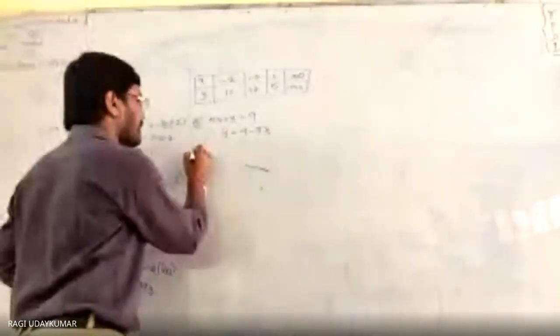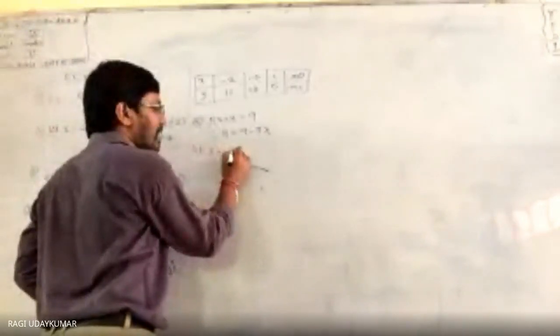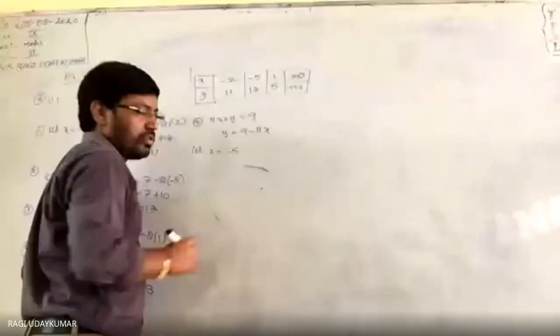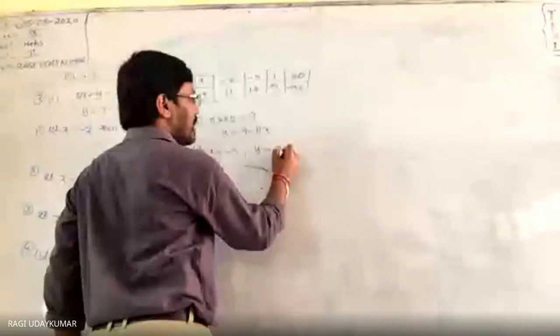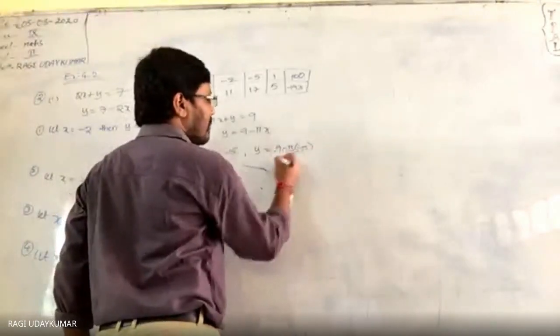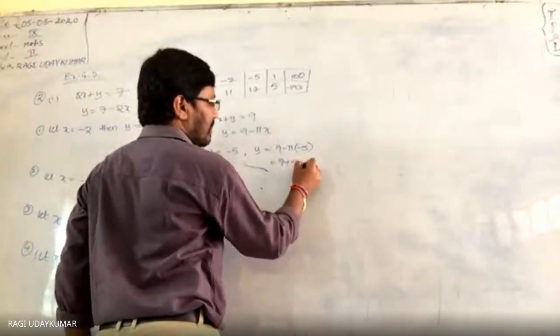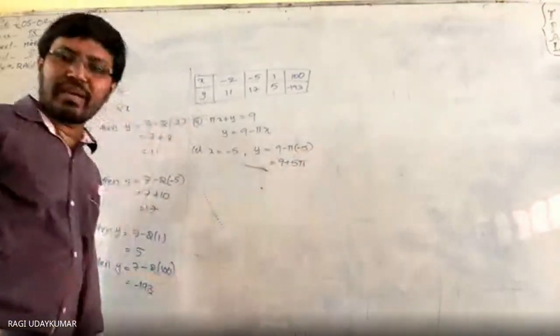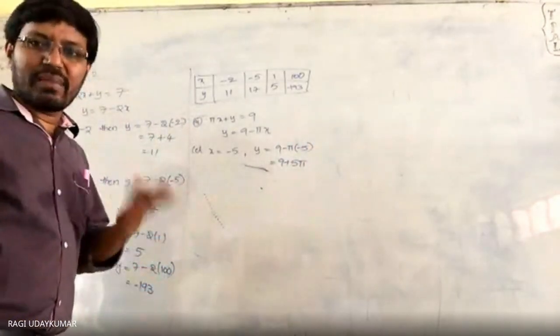So say let x is equal to minus pi. Then y is equal to 9 minus pi into minus pi. So you get 9 plus pi squared. You write like that only. What's wrong? That is one number.